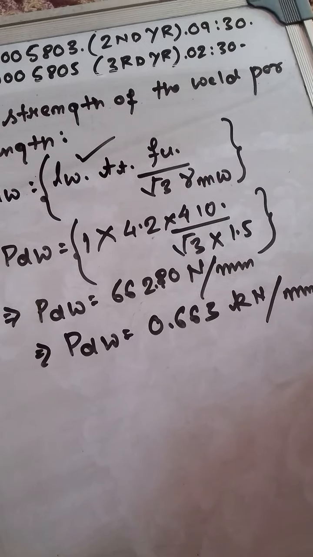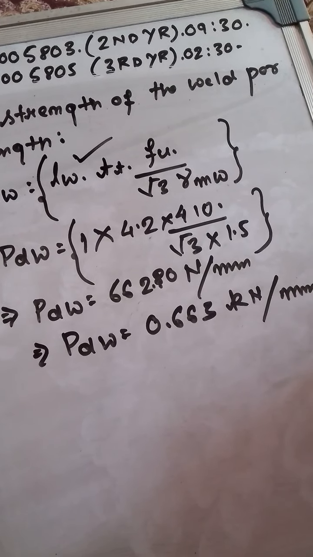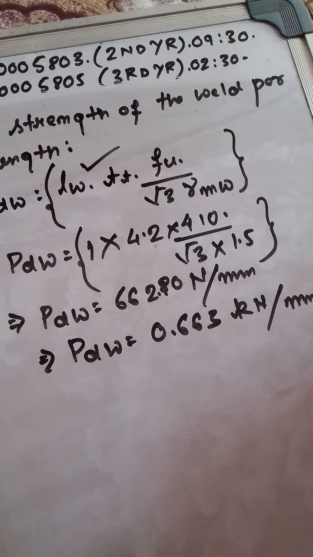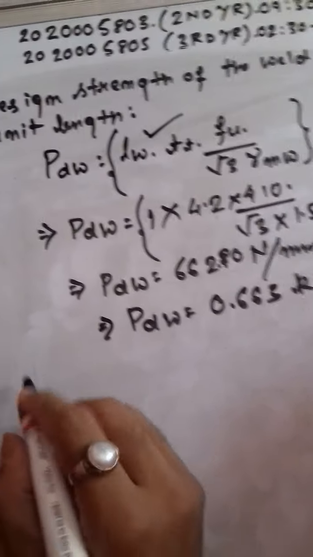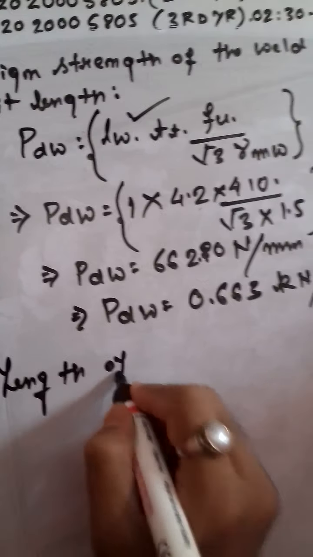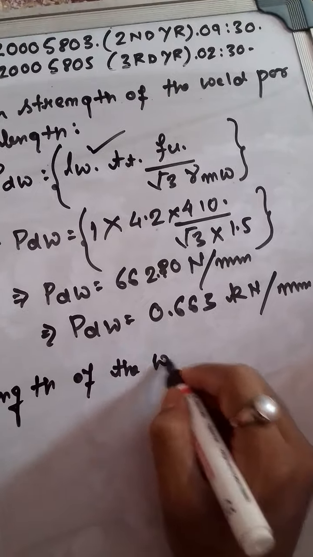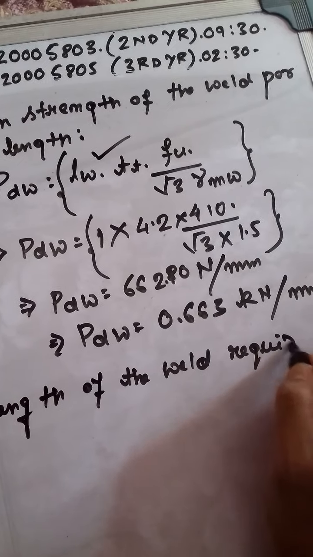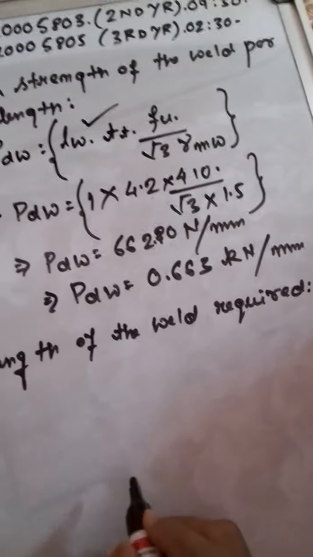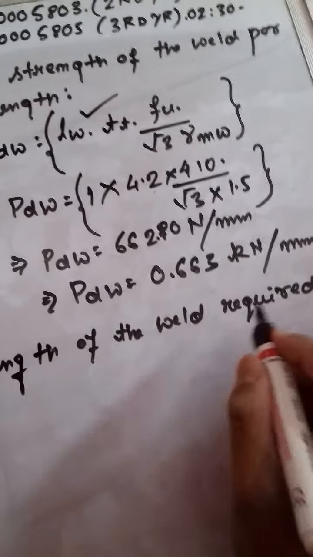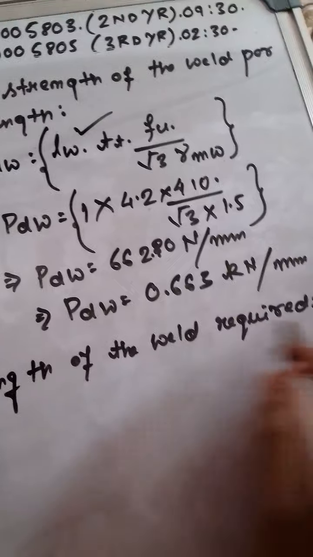Now see, the length of the weld required. What is the total length of the weld required? We can find out easily. It is very easy, just divide it. See, it is per unit length, so it is something like this.